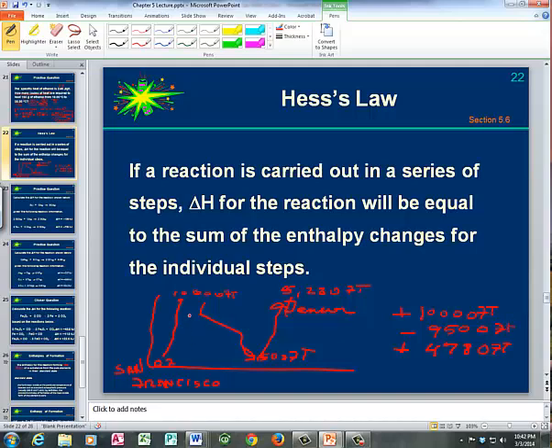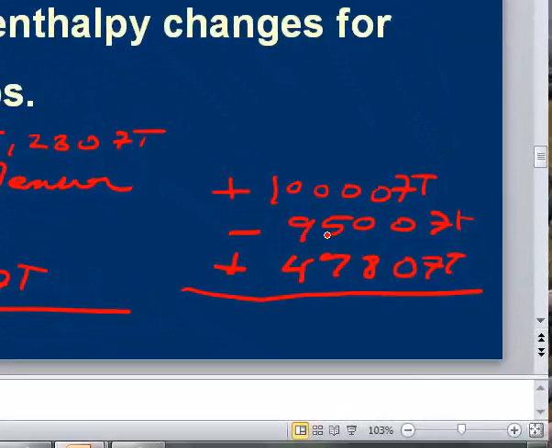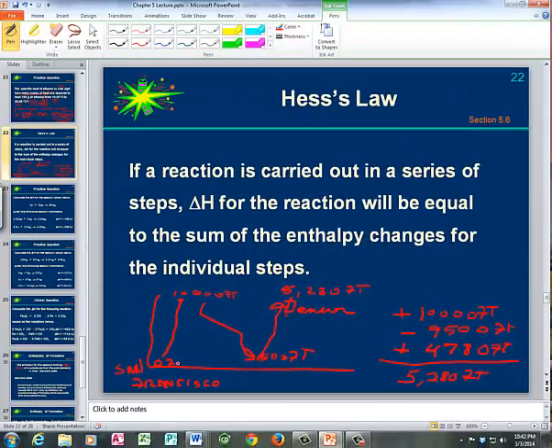So look at what I've done. I've gone up, then I've gone down, and then I've gone back up. Well, if I add all of these things up, 10,000 plus a minus 9,500 plus 4,780 feet, I come up with 5,280 feet, which is simply the difference between San Francisco's altitude of 0 feet, because it's right there at sea level, and the 5,280 feet.